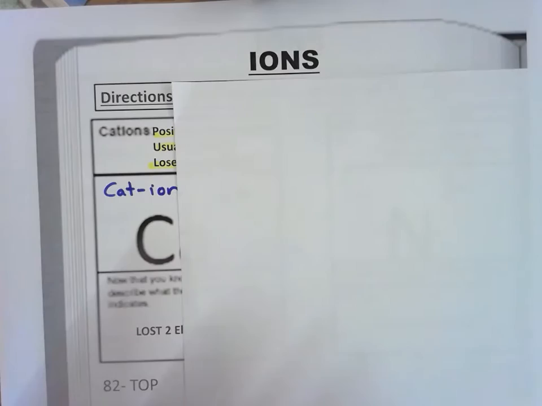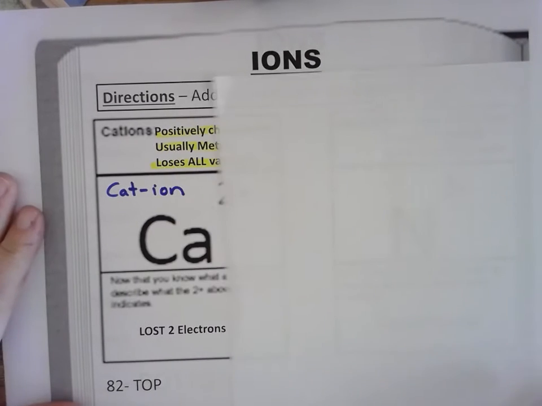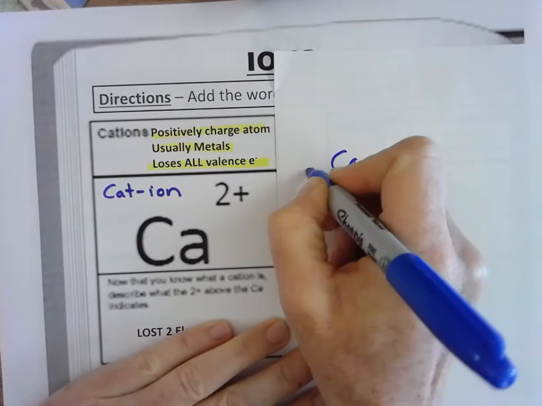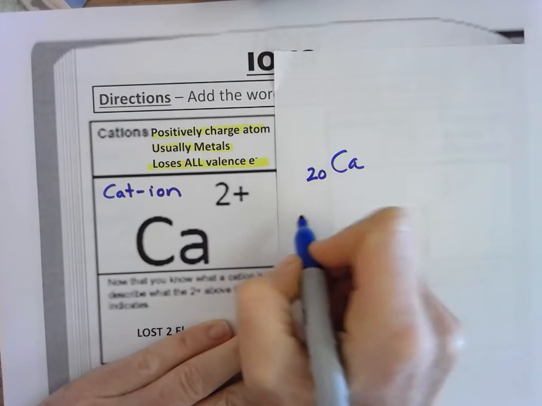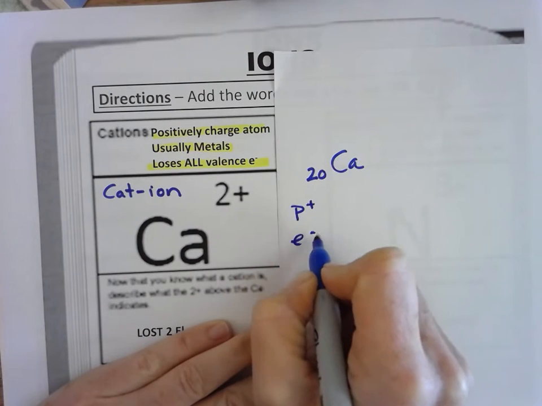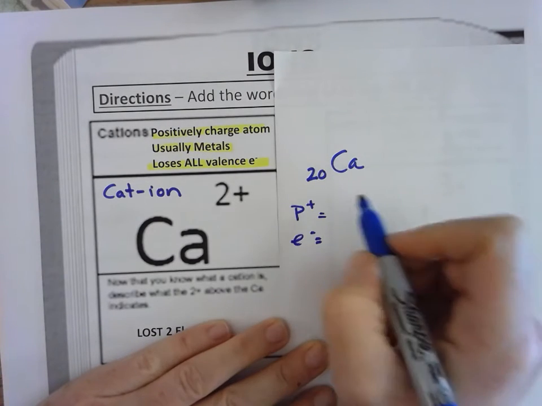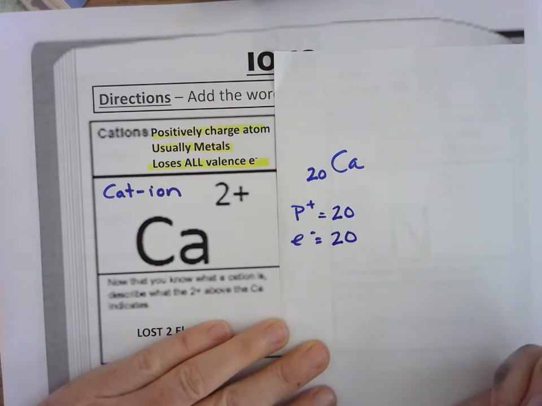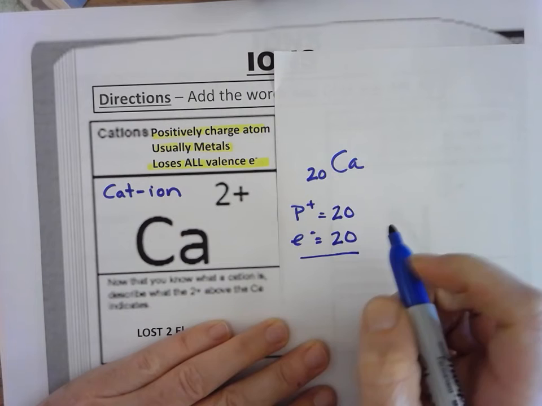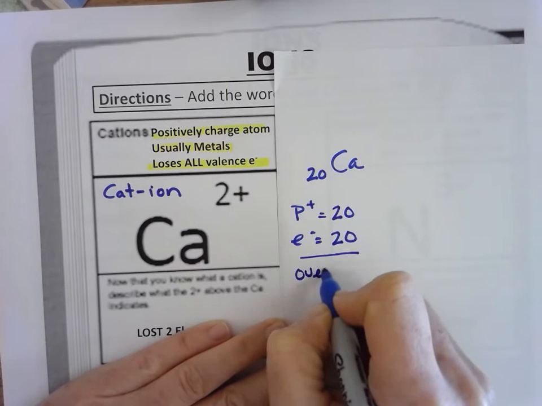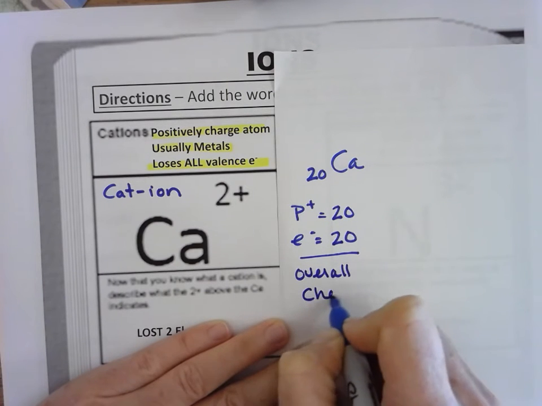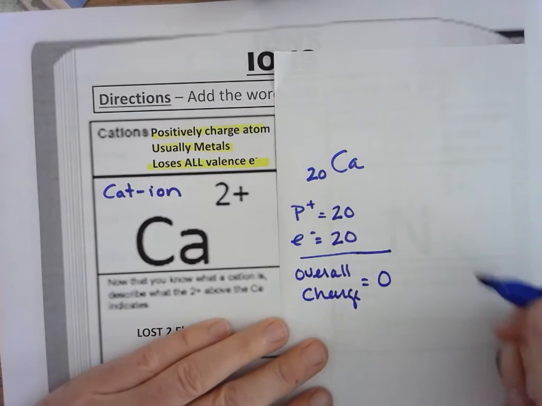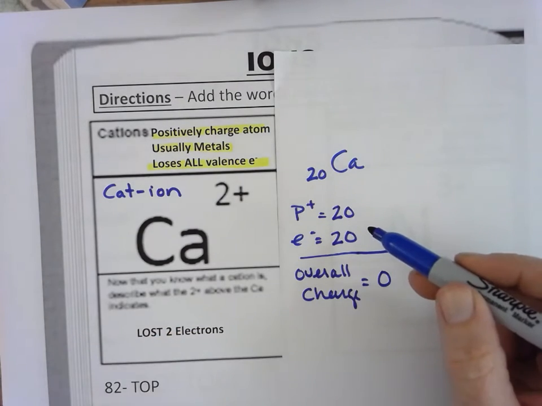All right, so calcium has an atomic number of 20. So if we looked at the number of protons and electrons, it means it has 20 protons and it has 20 electrons. That means that the overall charge is going to equal 0, or it's going to be neutral, because there are 20 positives and there are 20 negatives.